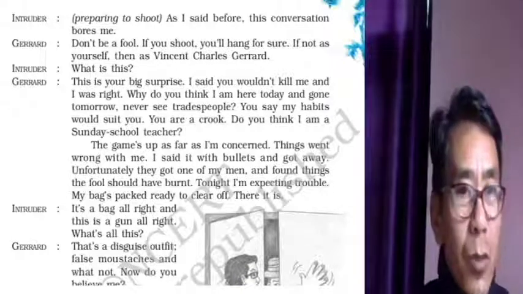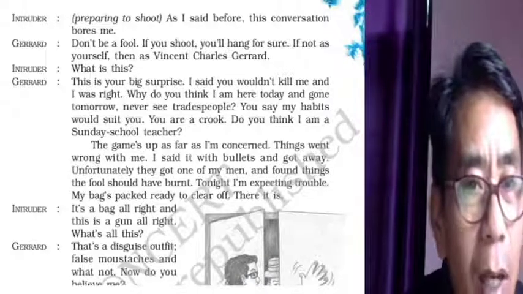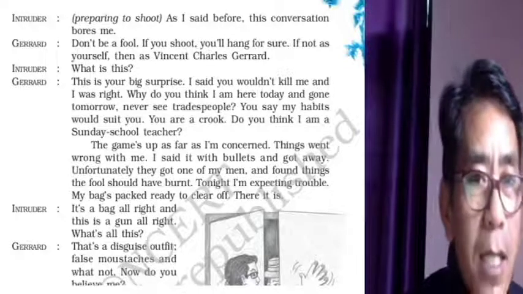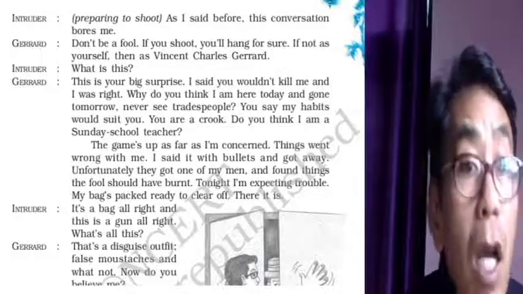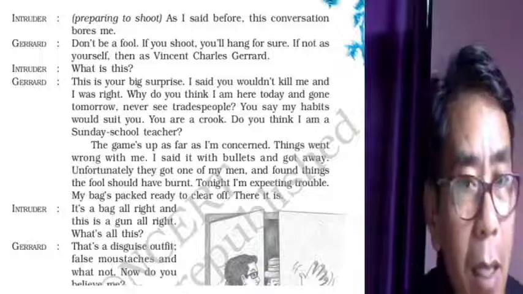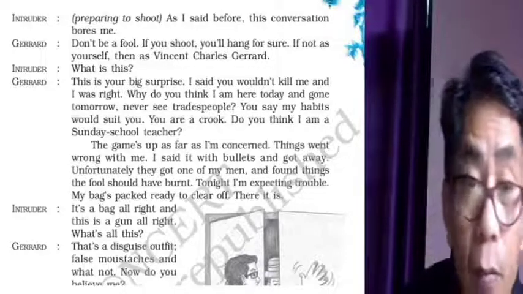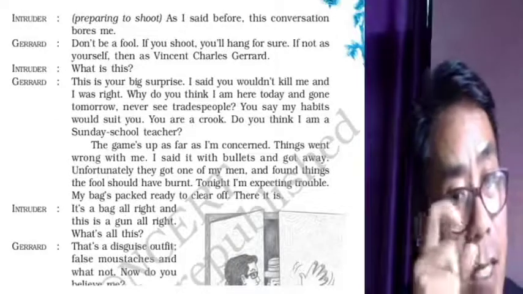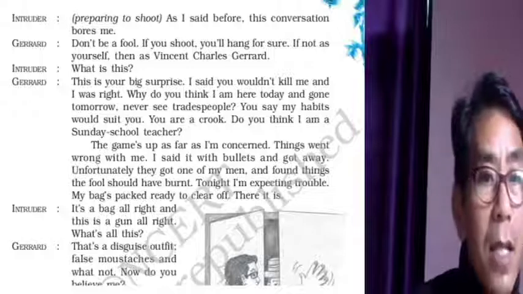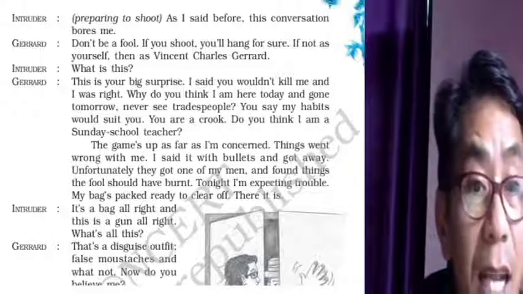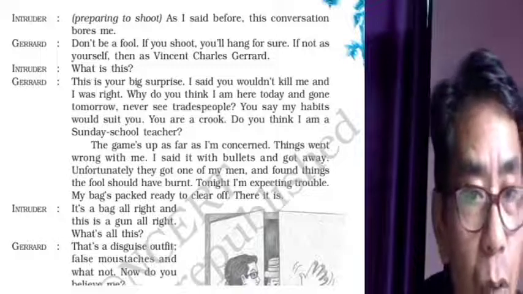And then what did the intruder say? That's a bag, all right. And this is a gun, all right. What's all this? And he said, okay, the bag is there, but remember, this gun is not a toy gun. This is a real gun. If you try to do something strange, if you try to fool me, then this gun is the real one. I will kill you. And Jarrah said, that's a disguise outfit, false mustache and whatnot. Now, do you believe me?